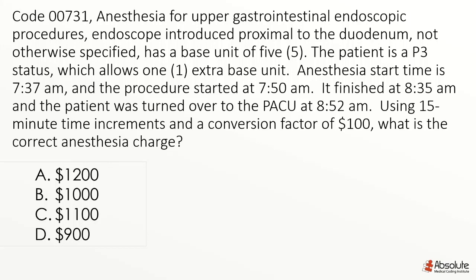Okay, coders, we have A, $1,200, B, $1,000, C, $1,100, and D, $900.